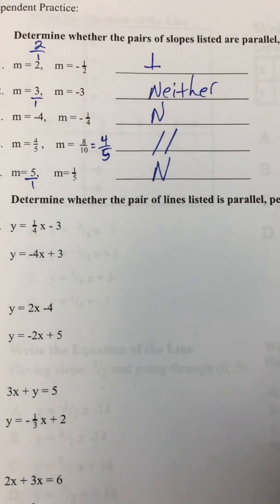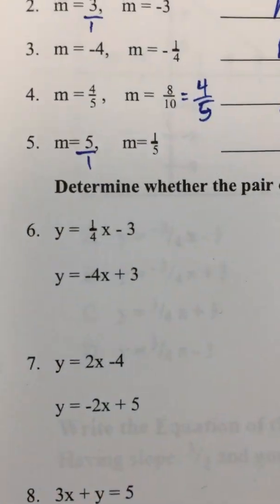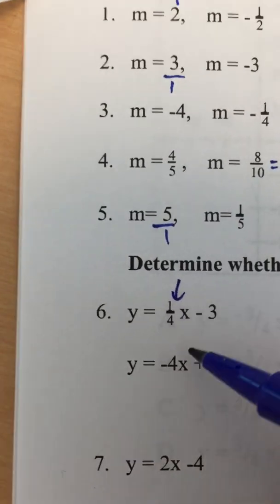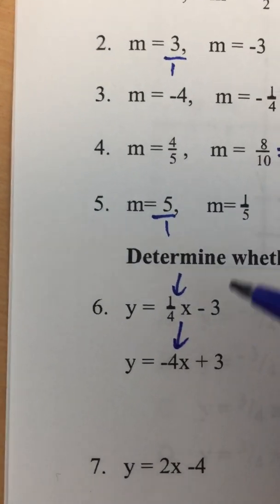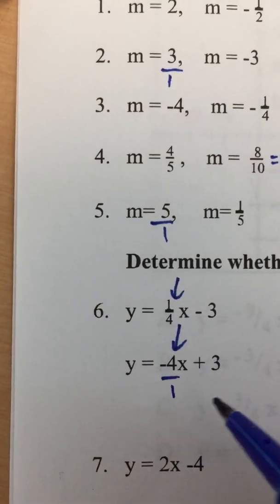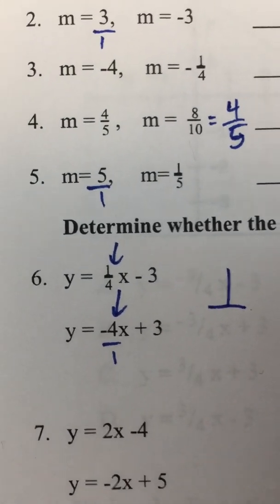Now they're giving us pairs of lines again, and then we want to know, are they parallel, perpendicular, or neither? So both of these are in y equals format. So that makes it pretty easy because I can just see the slope. There's 1/4, and this is -4. Now, they're opposite signs. If I take 4/1 and flip it upside down, do I have 1/4? Yes, so these are perpendicular lines.